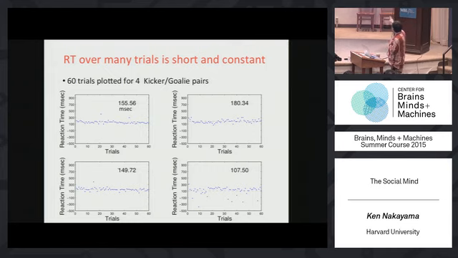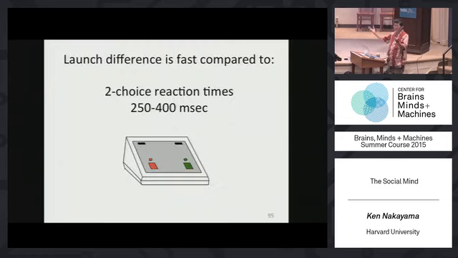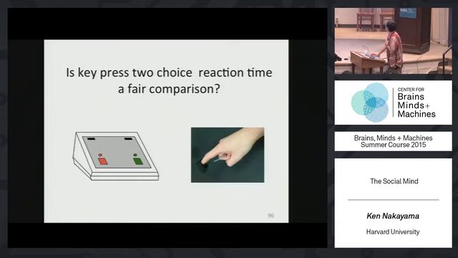So some of it is as low as 100 milliseconds, but it's 150. It's lower than choice reaction times normally. If you have a button box and you put a buzzer or something like that, choice reaction times are usually about 100 milliseconds longer. So what's going on here?